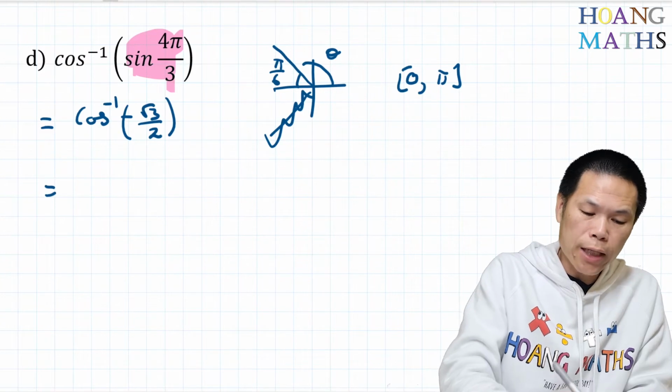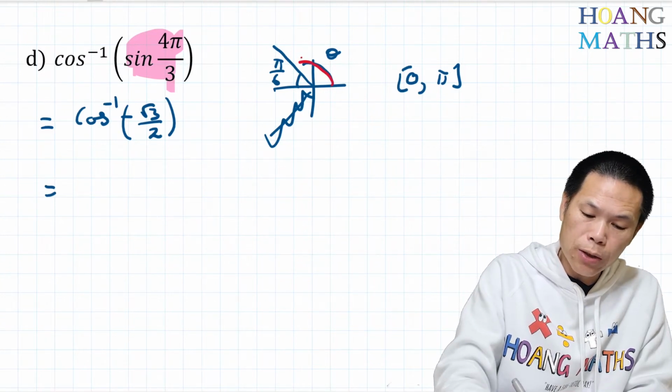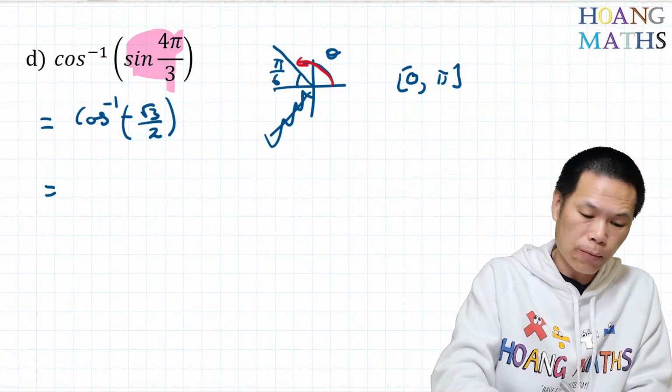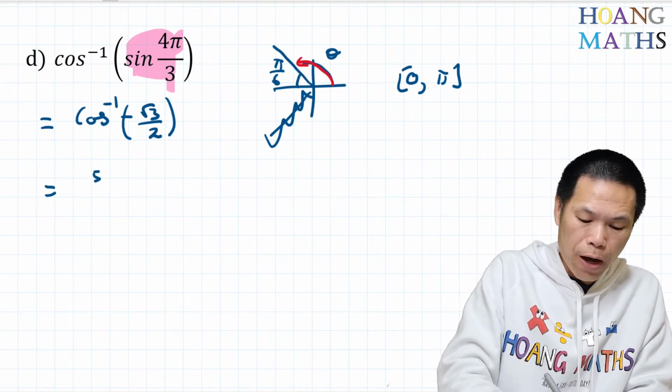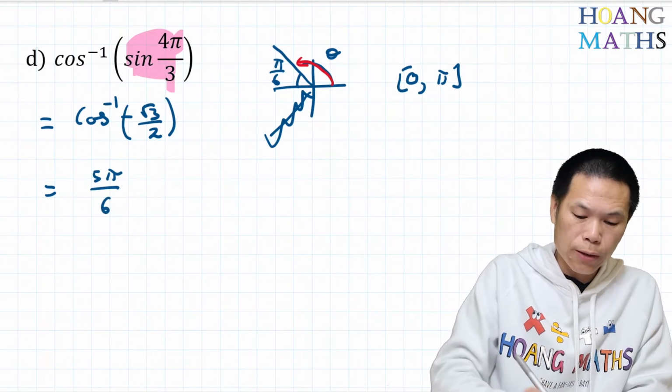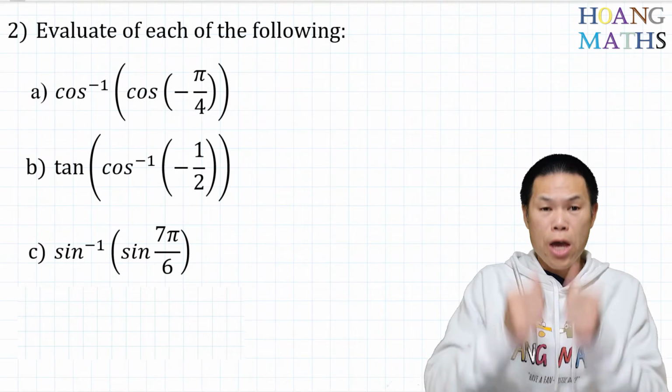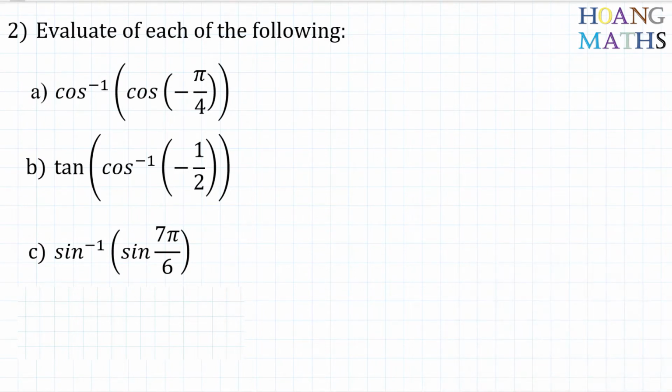So the answer is from here to here. Therefore, 1 minus 1/6, so we get 5/6. So the answer is 5 pi over 6. So there you go. Please pause the video and try this one yourself.